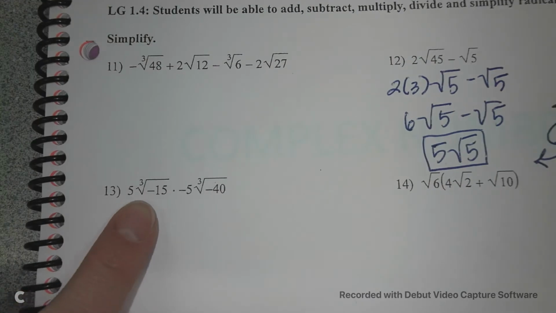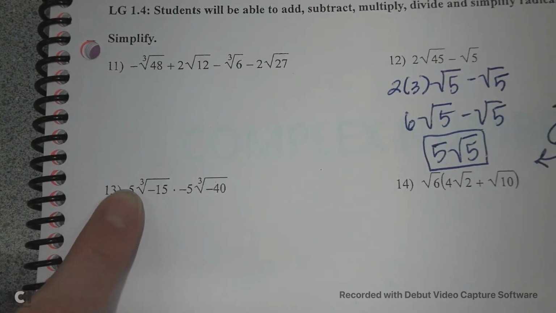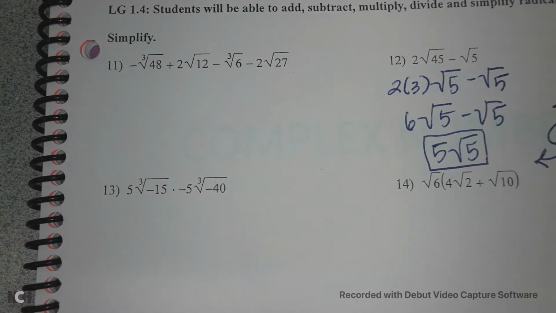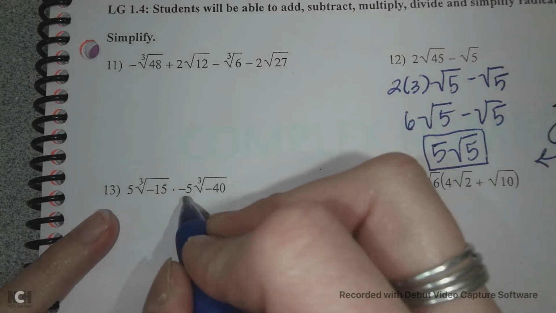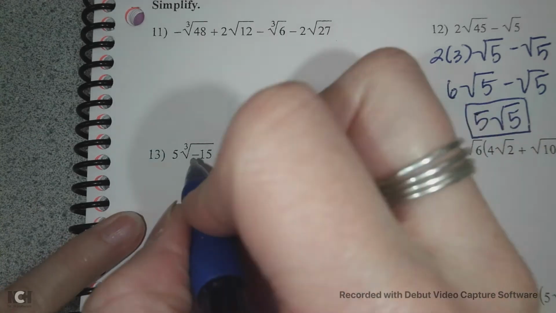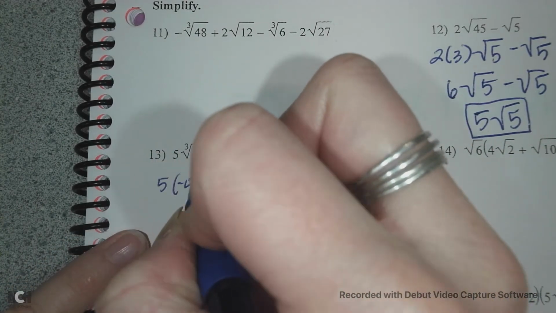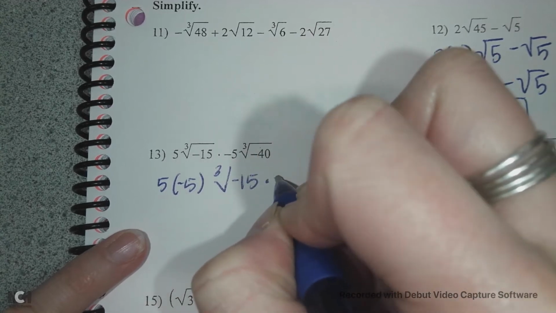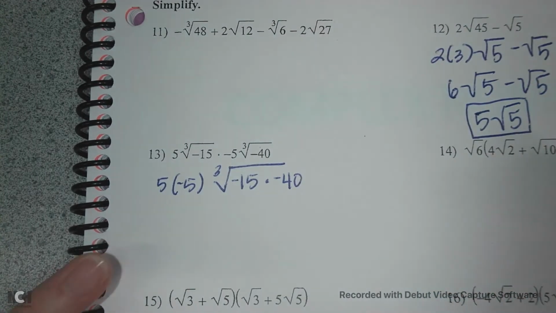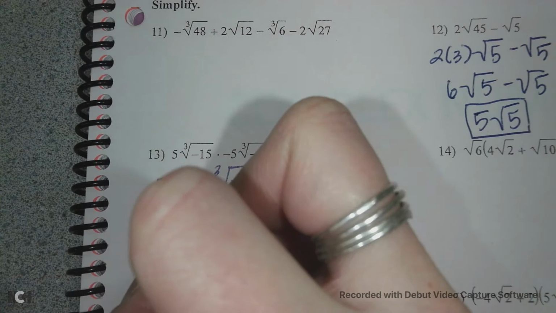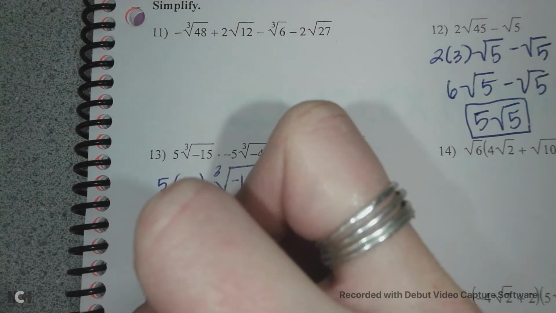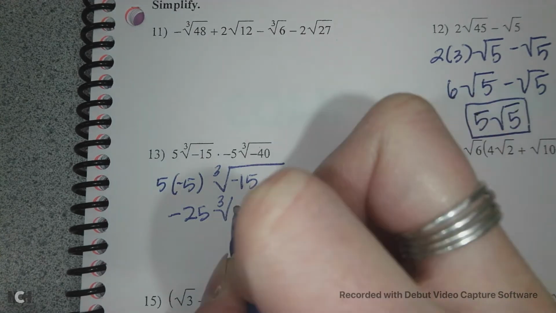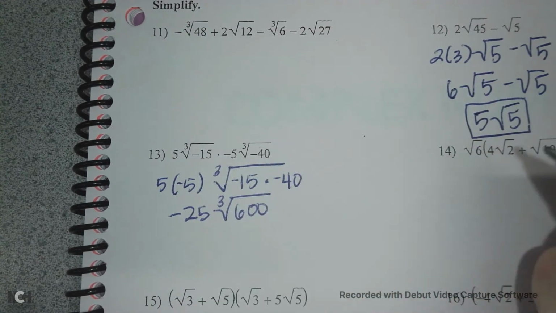Multiplying, you can only multiply radicals that have the same number on your shelf. So you can multiply these guys together and you could simplify. So I'm going to multiply my leading coefficients. We're going to multiply 5 times negative 5, and then we have the cube root of negative 15 times negative 40. Now we have negative 25, and negative 15 times negative 40 is 600.